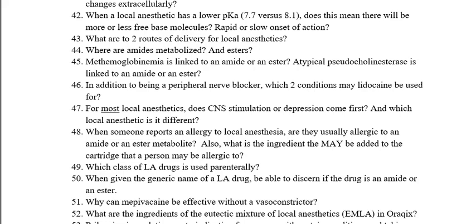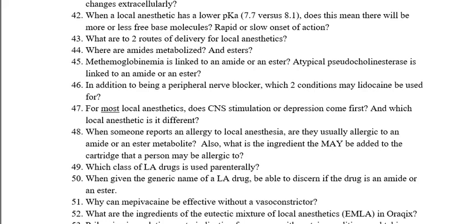Two routes, parenteral, sub-Q, and topical. Where are amides metabolized? The liver. Esters are in the blood. Methemoglobinemia is linked to both amides and esters. The amide is prilocaine. The ester is benzocaine. It's topical. Atypical pseudocholinesterase. Hey, look, there's ester right in the word. Is linked to esters because pseudocholinesterase is the enzyme in the blood plasma that breaks down esters.